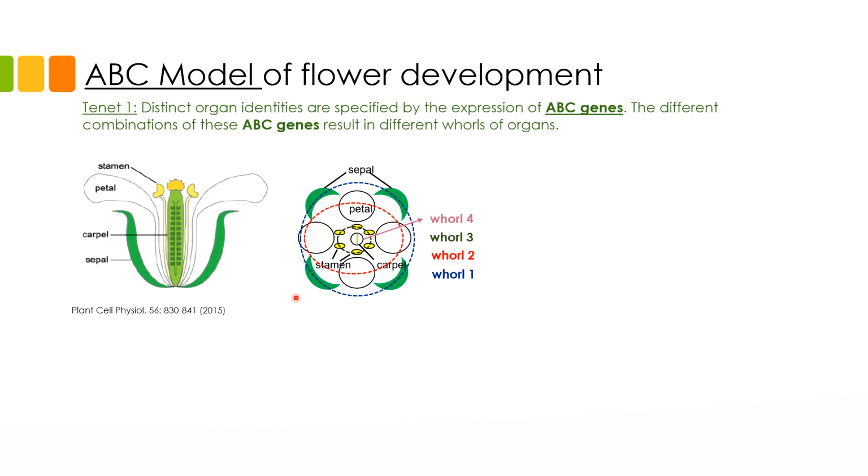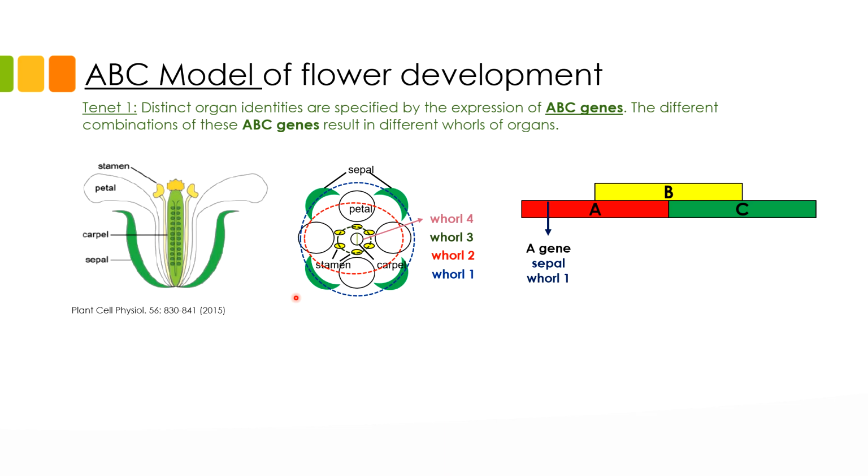Now the first principle of the ABC model states that there are three genes, genes A, B, and C, controlling the formation of these whorls. These genes can act individually or in combination with each other to produce or specify a floral organ. The expression of gene A gives rise to the first whorl, which is composed of the sepal. The combined expression of genes A and B gives rise to the second whorl, which is composed of the petals. The combined expression of genes B and C gives rise to the third whorl, which is composed of the stamen. Finally, the expression of the C gene produces the fourth whorl, which is composed of the carpel.